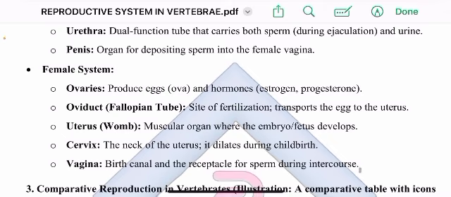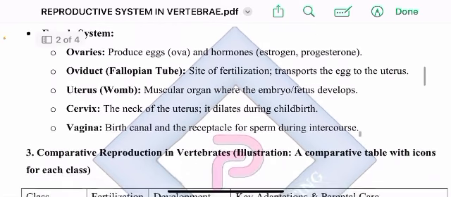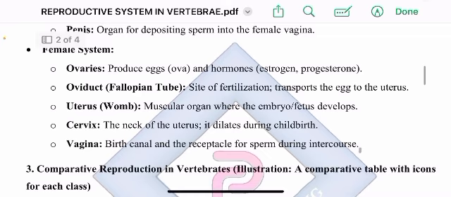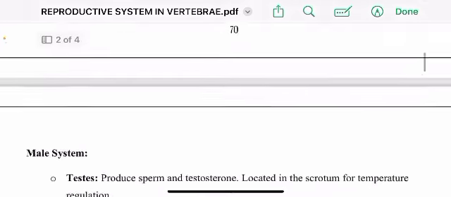Now, the uterus itself is a womb. When you hear womb, know it's the uterus, biologically. It is a muscular organ where the embryo and fetus develop. That development is a process called organogeny. You can read more on that, organogeny. So it's a muscular organ where the embryo and fetus develop.